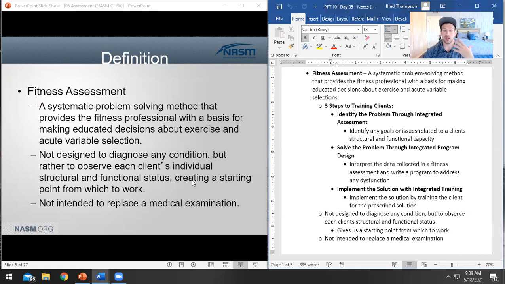Our job is to observe our client's structural and functional status, and then that is going to help us determine a starting point from which we are going to work from, right? Fitness assessments are not intended to replace medical exams.